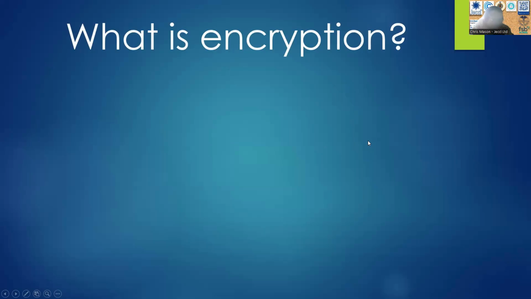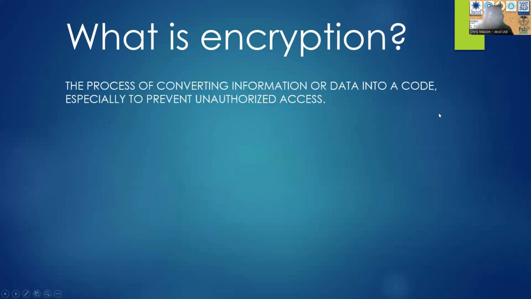is encryption. Now, the chances are you guys use some level of encryption almost every single day in what you do. It's quite a common thing. But the definition from Google for what is encryption is the process of converting information or data into a code, especially to prevent unauthorized access.